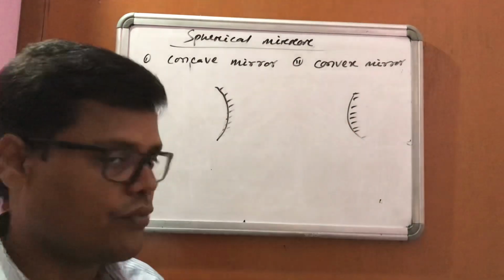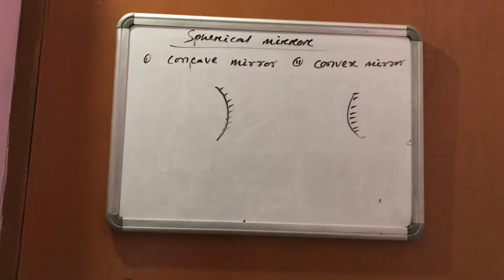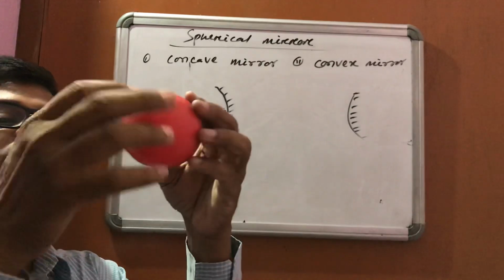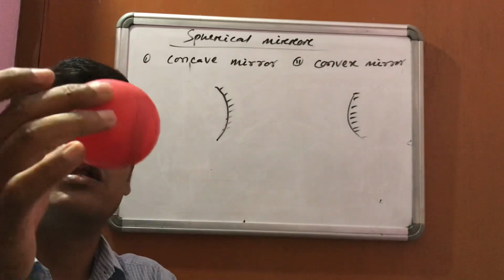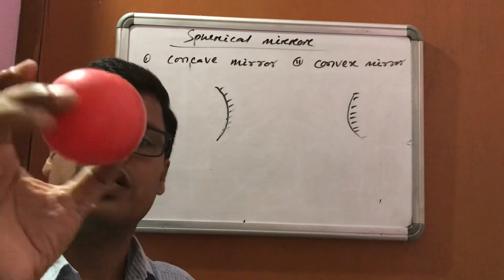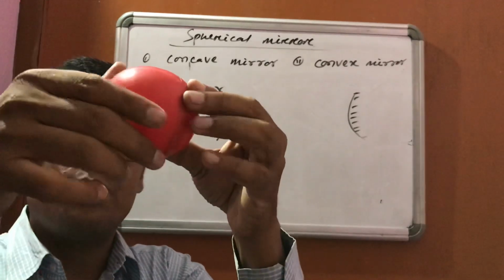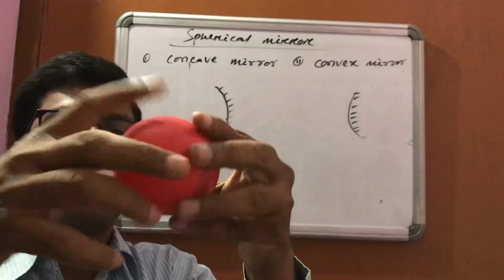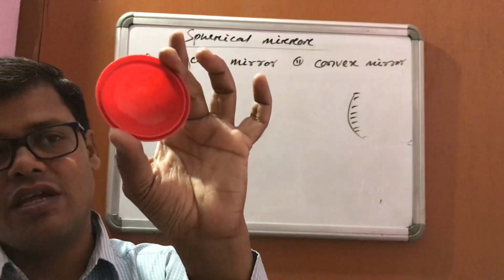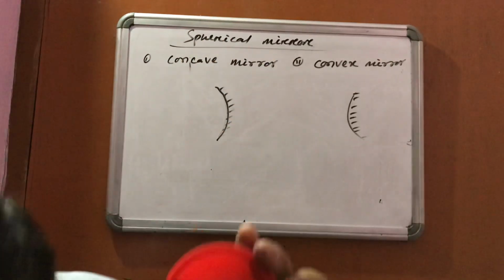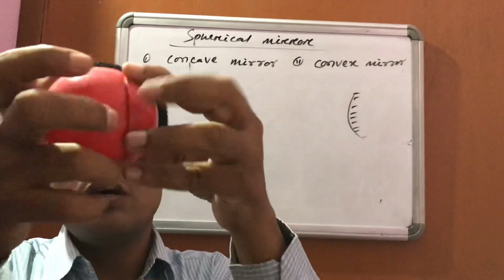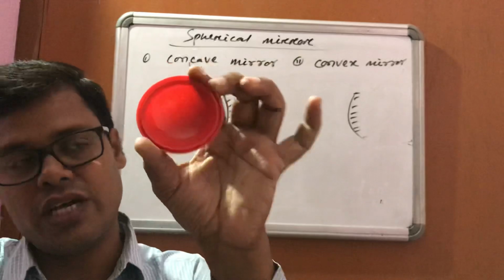Now, how are these mirrors formed? Let it be completely spherical. Although it is not completely spherical, let us assume it is. Open it. I have taken this portion only. That means this is a part of a sphere. This is the complete sphere, and from this complete sphere, this part is taken.